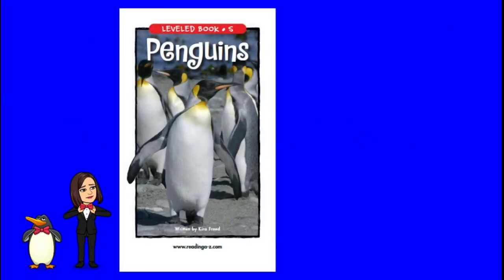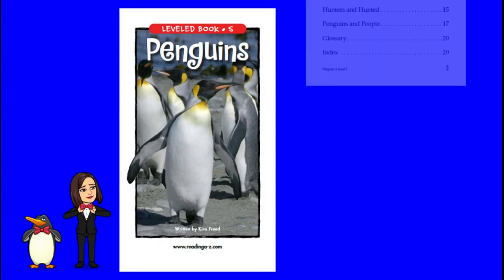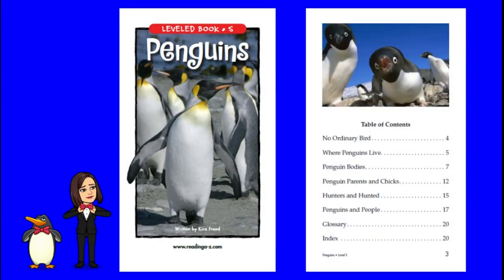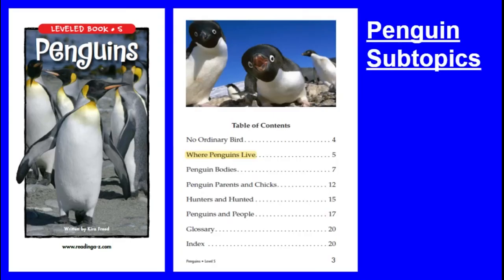So let's take a look at the book Penguins. We're going to go through the table of contents and see what subtopics we can find. Okay, so first of all, something really sticks out to me. Under the table of contents, do you see where I highlighted? It says where penguins live. Right away, I know that I'm going to be learning about their habitat. So that would be a subtopic that I would learn about in this book.